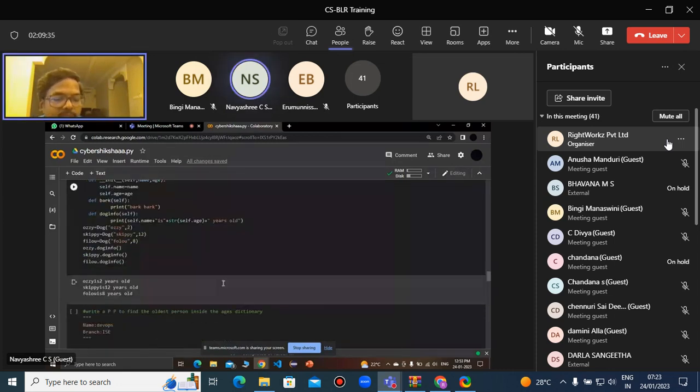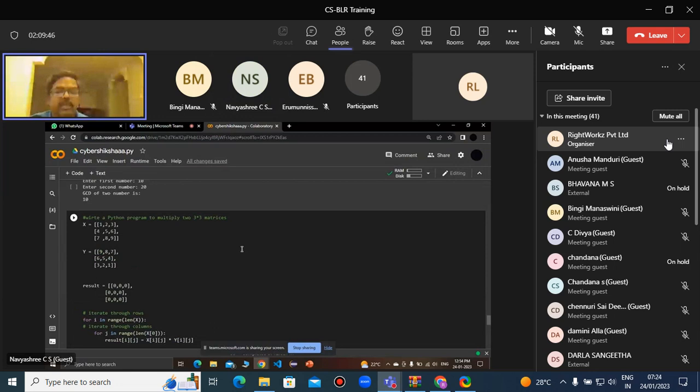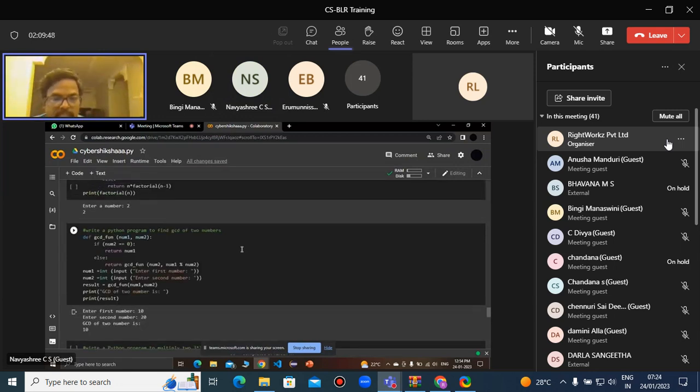So can you share those programs with your friends? You can share each program with its output in one notepad file. You can create one notepad file.